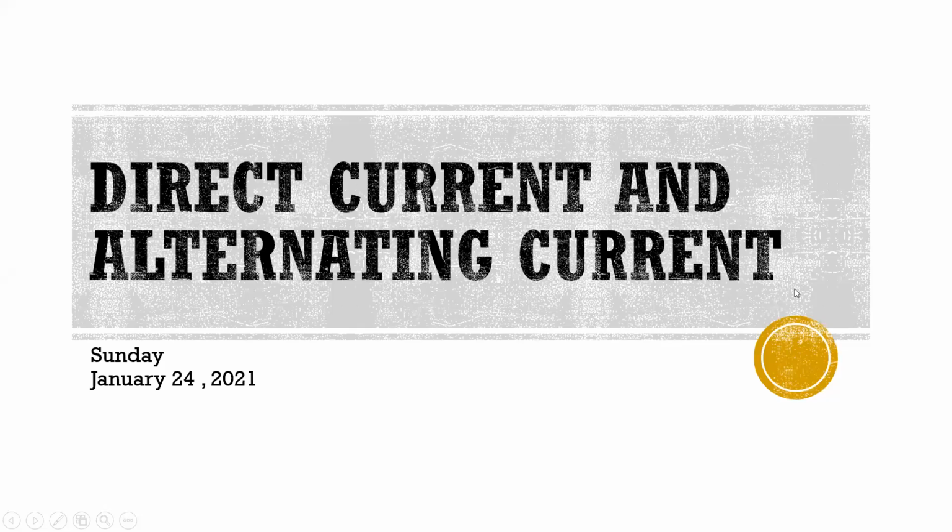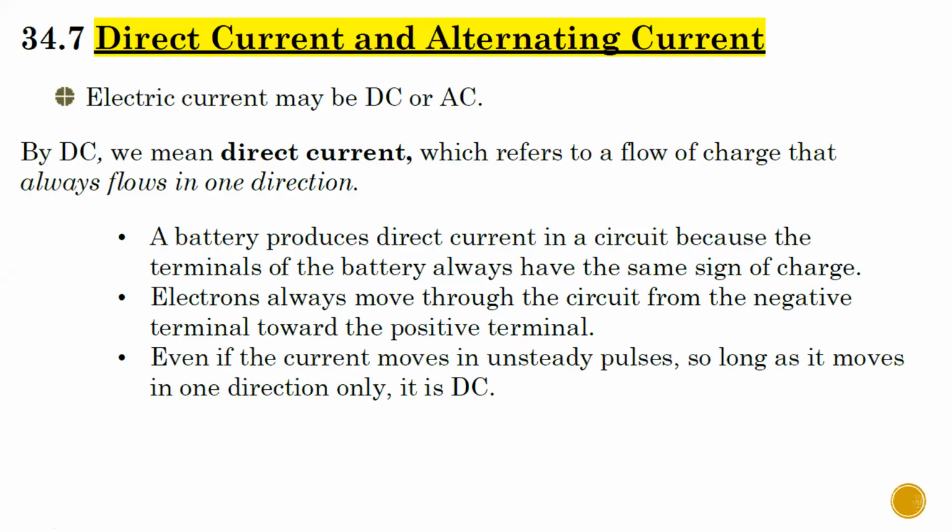Today, we are talking about direct current and alternating current, or we name them DC and AC. Direct current is DC, alternating current is AC. Any electric current can be DC or AC. The current can be direct or alternating. DC means direct current, which refers to a flow of charge that always flows in one direction.